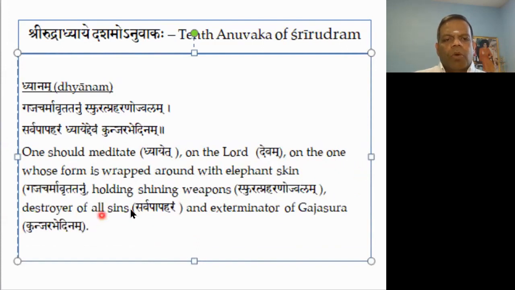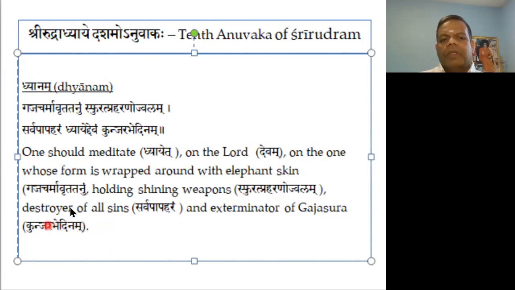The next one is holding shining weapons. Spurat Praharano Ujwalam. Praharana means weapons. Ujjvala means they are shining with effulgence, or you can say blazing. Spurat means energized, it is giving out light. So one who is holding weapons which are blazing forth with light.